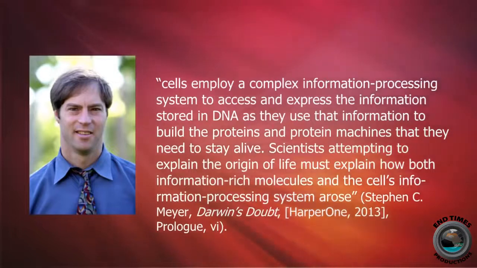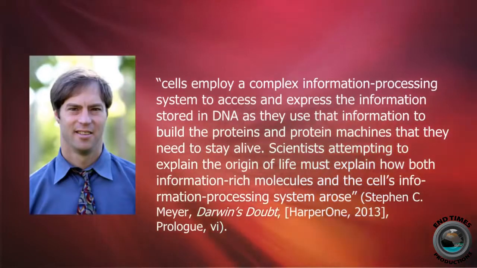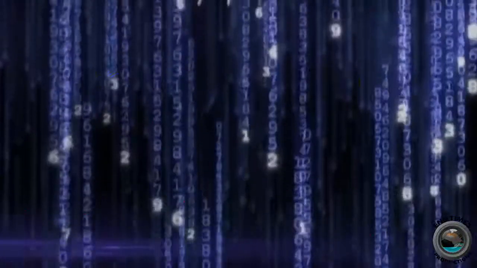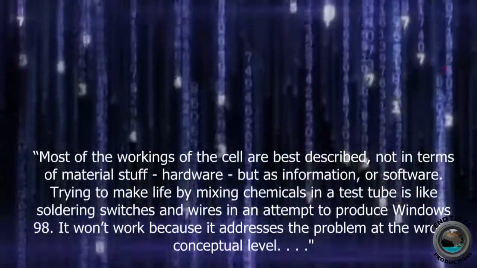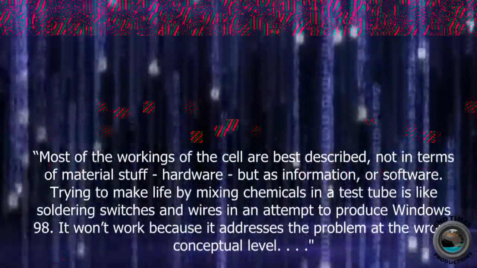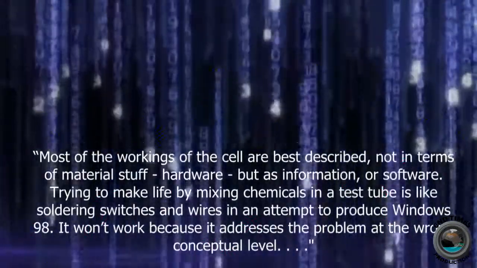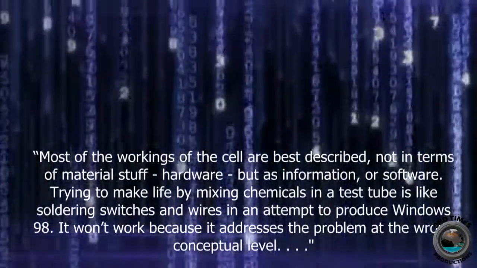Scientists attempting to explain the origin of life must explain how both information-rich molecules and the cell's information processing system arose. To imagine a cell with its high information content and the ability to reproduce arose naturally is baseless and impossible. Evolutionist Paul Davies expounds on the problem. Most of the workings of the cell are best described not in terms of material stuff, hardware, but as information or software. Trying to make life by mixing chemicals in a test tube is like soldering switches and wires in an attempt to produce Windows 98.